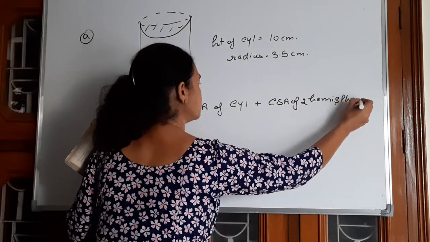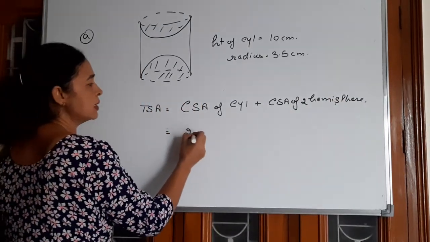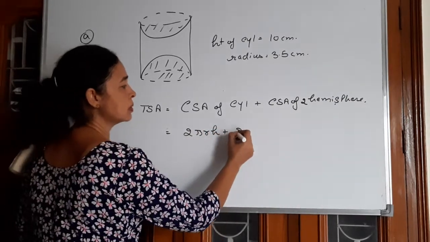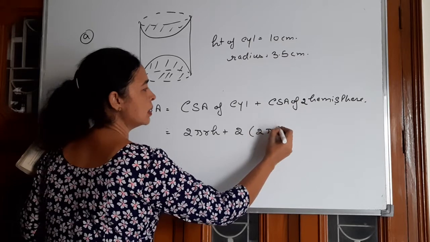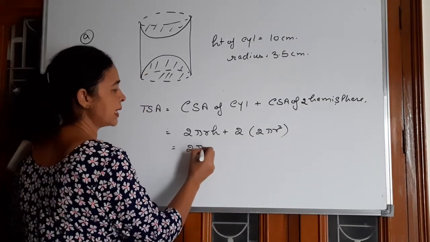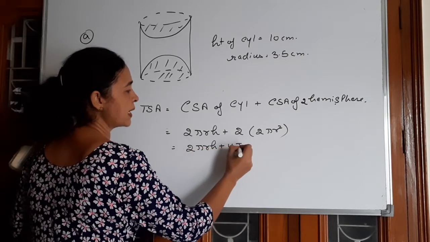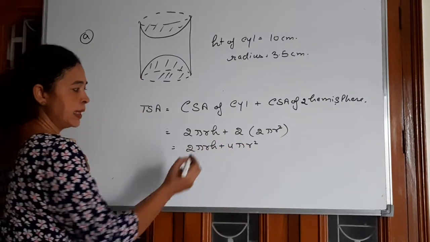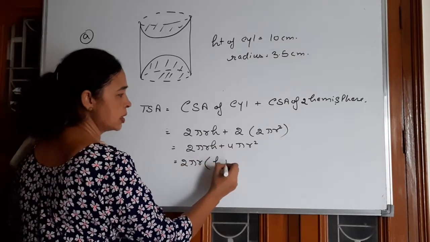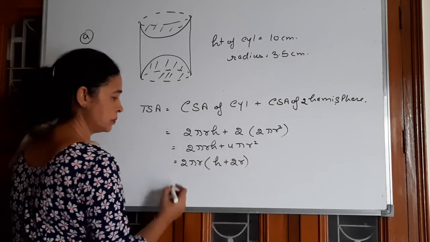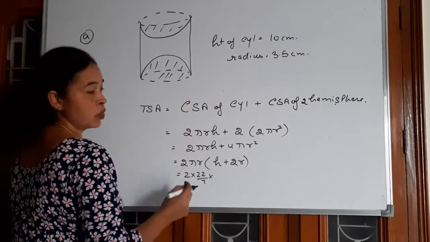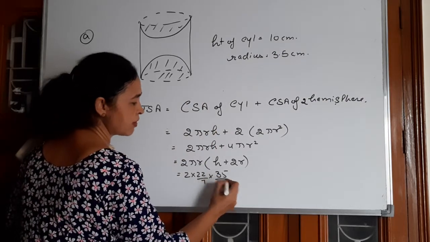Clear? What is the CSA of cylinder? 2 pi rh, plus CSA of hemisphere is 2 pi r square, and CSA of 2 is 2 into 2 pi r square. We will get 2 pi rh plus 4 pi r square. Taking out common, 2 pi r is common. What is left here? h. What is left here? 2r. That is 2 into 22 by 7. What is radius? 3.5. We will write it as 35 by 10.